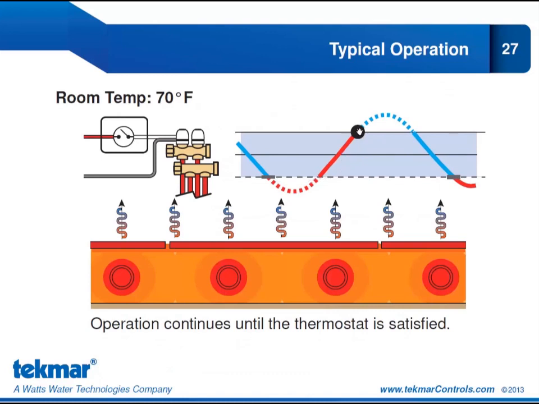So now we've moved back up. Our room temperature is at 70 degrees. The thermostat is satisfied. It opens the relay, which closes the zone valve, and we stop delivering heat to the tubes. Now, does that mean we no longer deliver heat into the space? No, it doesn't, because we have very warm floors here and a high thermal mass, so those floors will continue to deliver heat into the space.